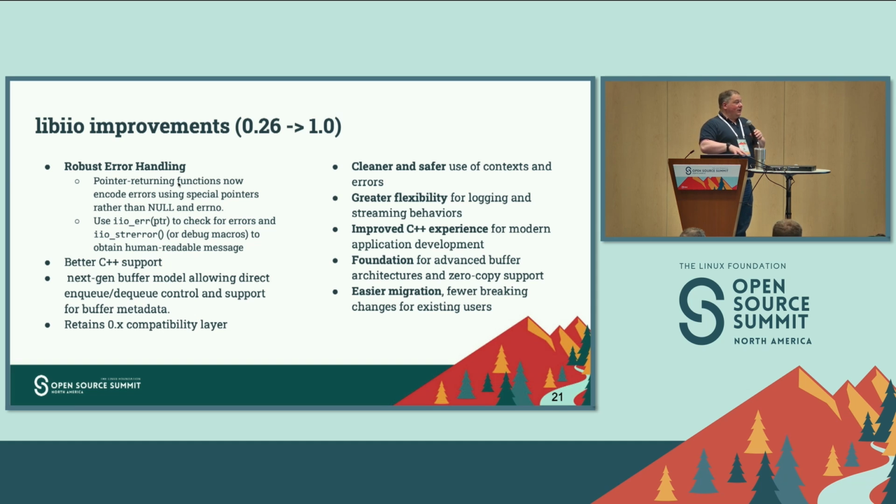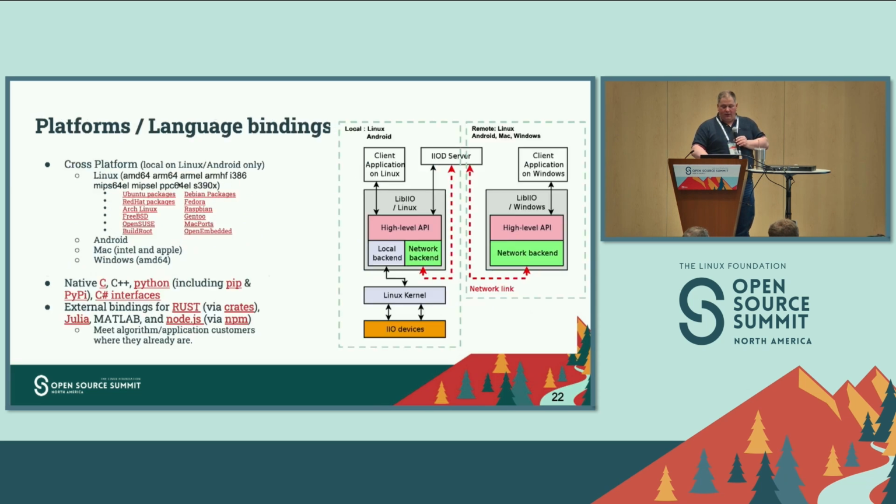There is a compatibility layer for those people who have LibIIO 0.x applications already written. We've moved to pointer return functions, so pointer returned error encoding, which makes it a little bit more consistent for people. And we really tried to drive cleaner, safer, greater reliability, improved C++ experience, and then easier migration. That's helped drive some of the platforms and language bindings.